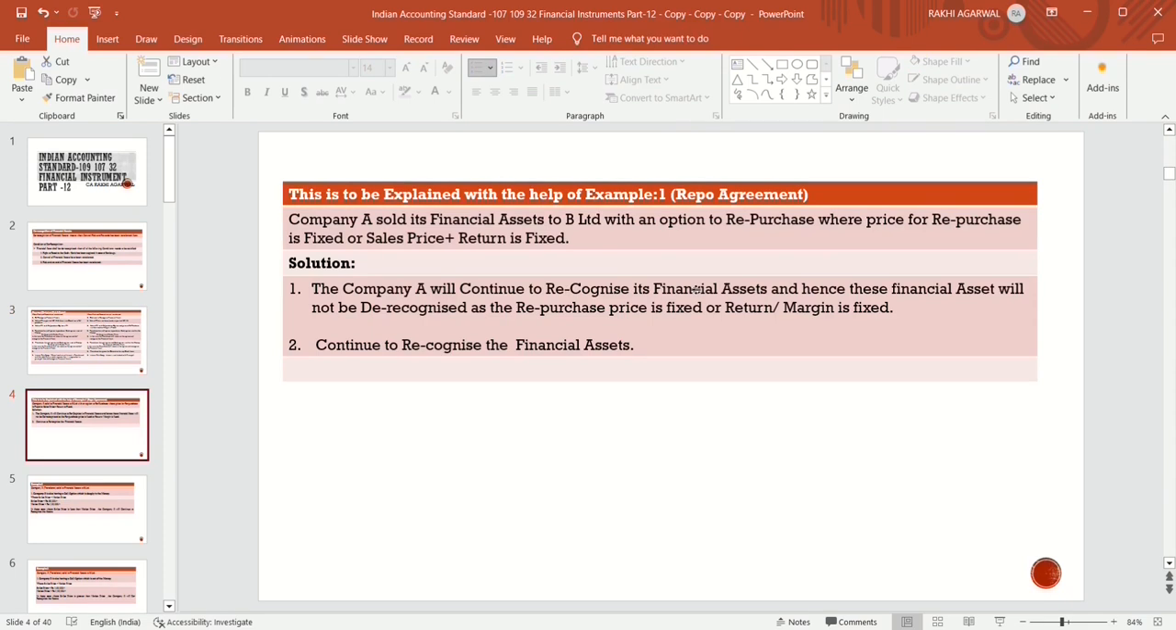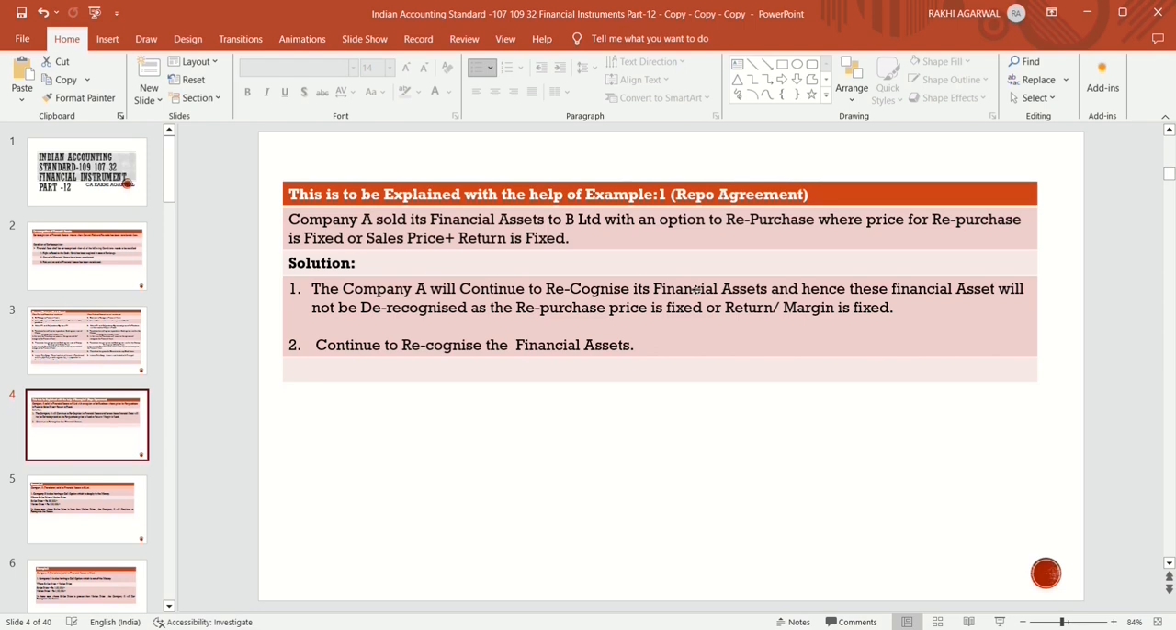Repo agreement means sale with an option to repurchase a financial asset. Suppose company A sold its financial asset to B Limited with an option to repurchase, where the repurchase price or margin is fixed. In that case it will not be de-recognized, and company A will continue to recognize the financial asset, as the repurchase price or return margin is fixed.